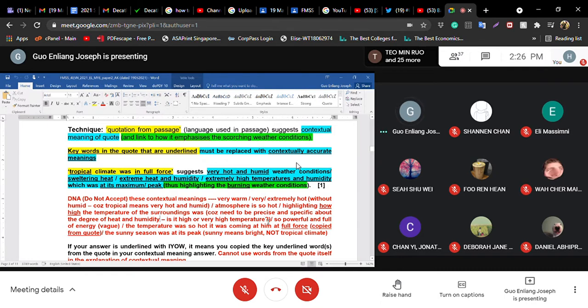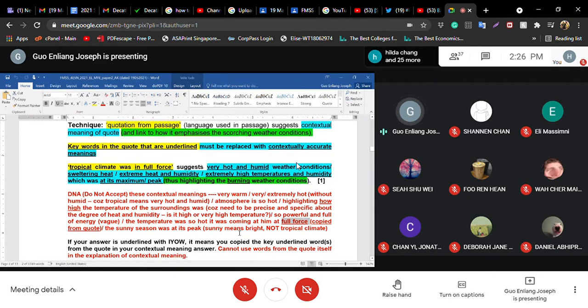Next one, "full force" is copied. You cannot copy words directly from the code, obviously, so it's wrong. Once I see any word that is copied from the code, I will underline, put IYOW, and put a big cross there. It's wrong because it's copied. Contextual meaning cannot be copied. Then another popular wrong answer is "sunny". Sunny is not tropical. Sunny means bright. It does not mean hot and humid. So it's wrong.